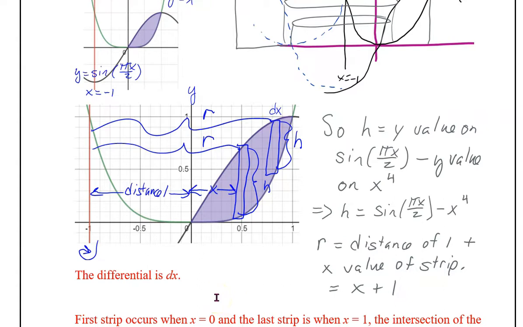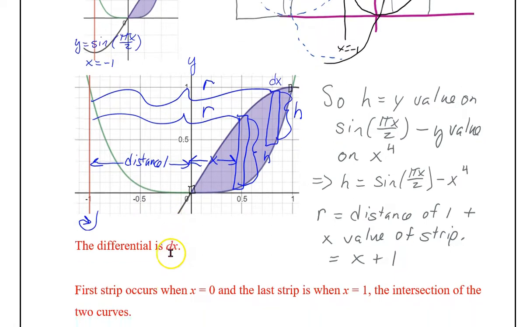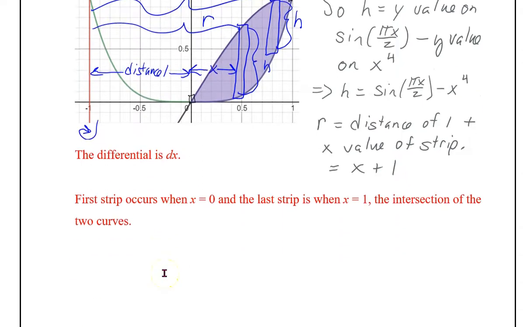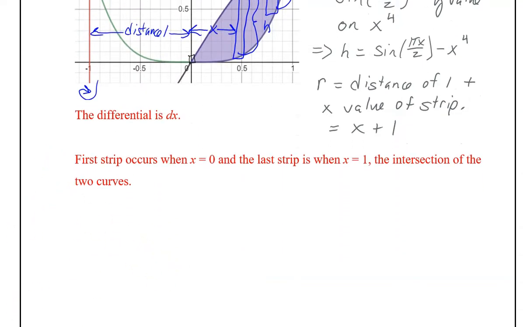Where are our rectangles? Let's draw the rectangles on now. The first rectangle occurs here at the origin. The last rectangle is here where those two curves intersect. I need to find the x value where the two curves intersect.